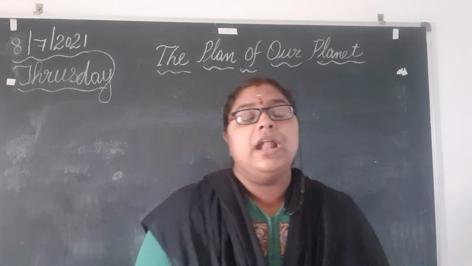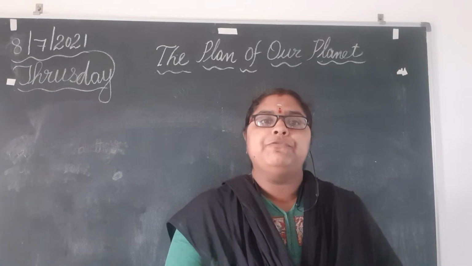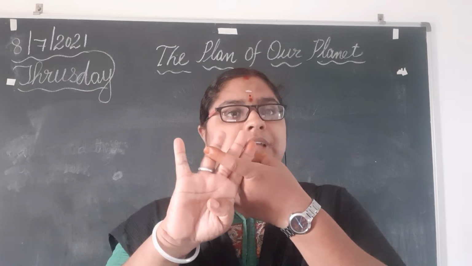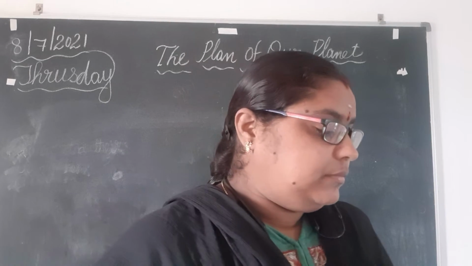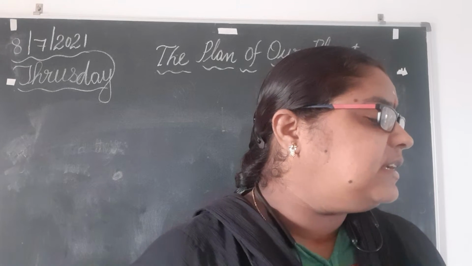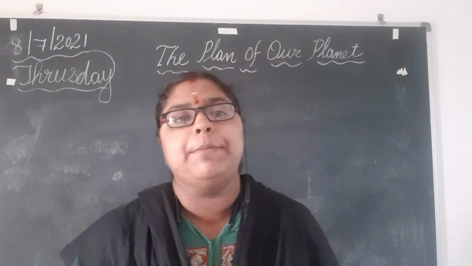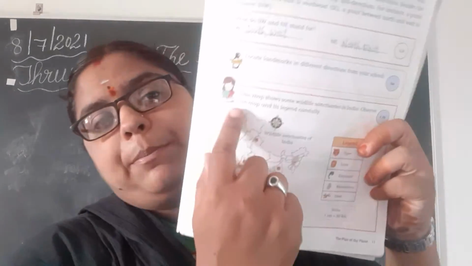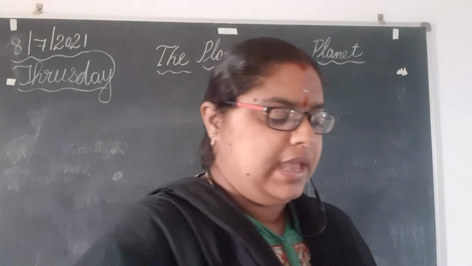Very good. And how many sub-directions do we have? We have four sub-directions. What are they? Northeast, northwest, southeast and southwest. Very good. Now see, answer these questions based on the information given in the map. Yesterday I explained this map to you. Now I'll ask questions on this map.